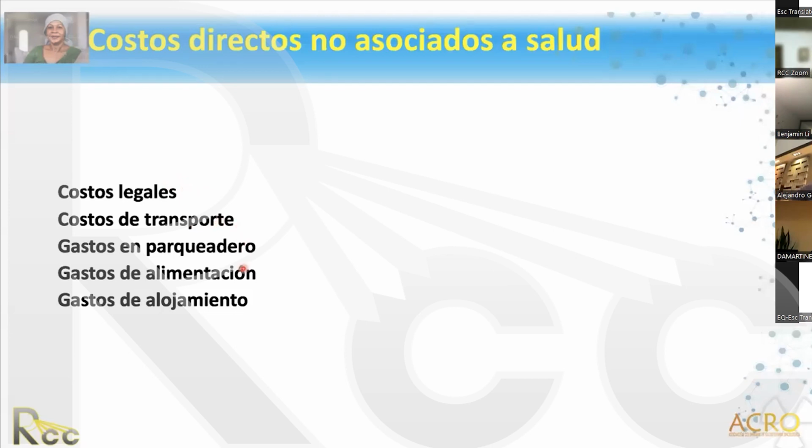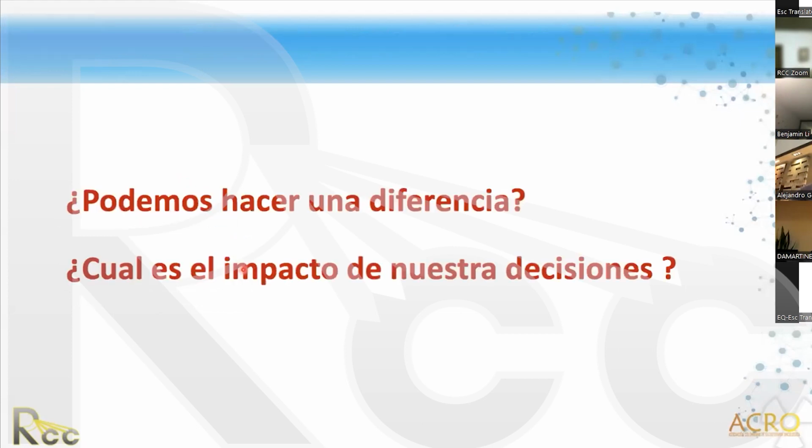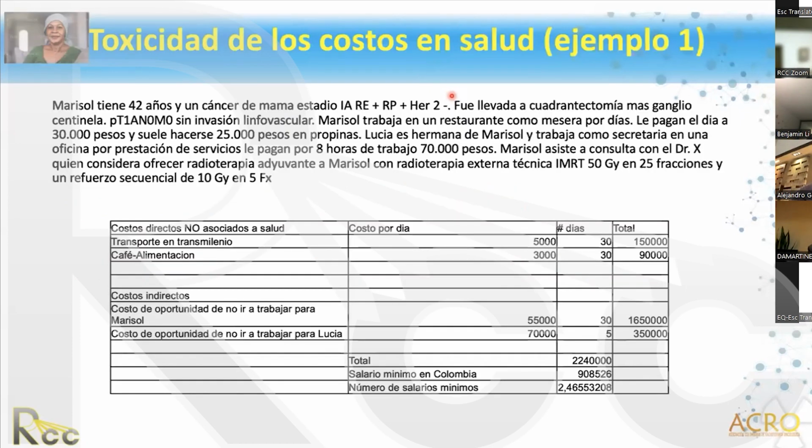There are transportation costs, parking lot payments, free food payments. So all of those who are here connected on a Saturday, and we're mostly oncologist physicians, do we have an impact on all these patients, and what would be the impact of our decisions? Let me share some examples so we can analyze which could be the impact of these decisions.